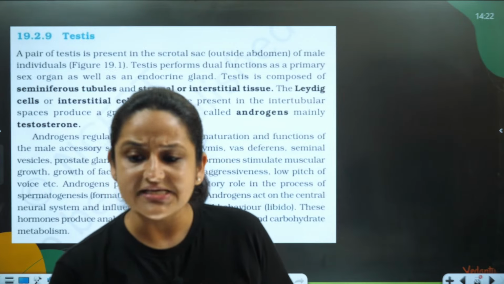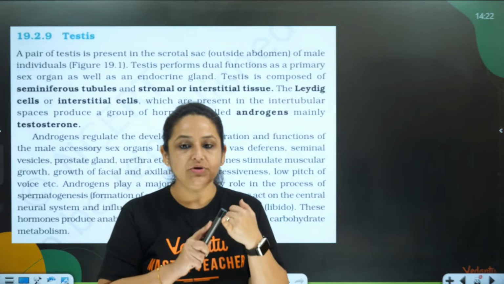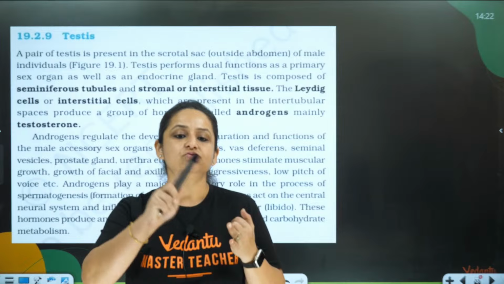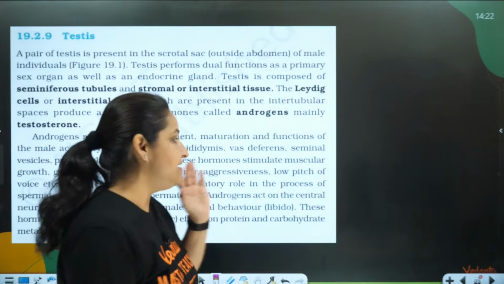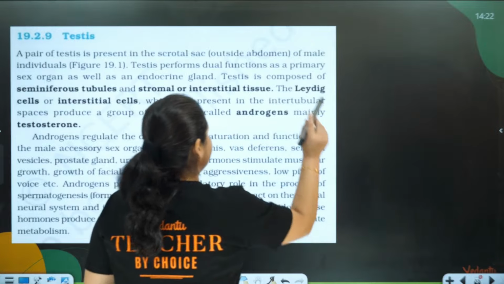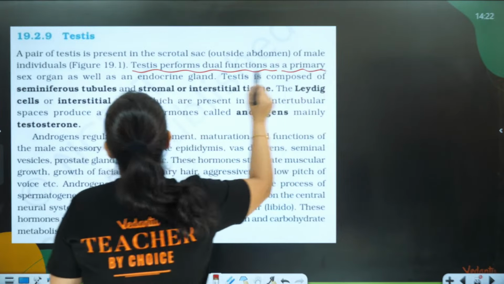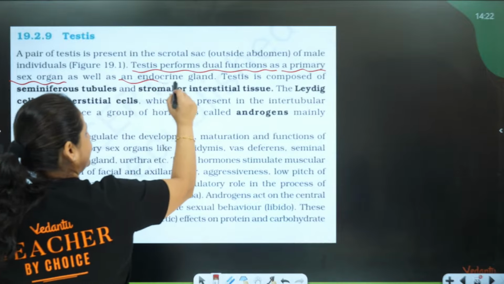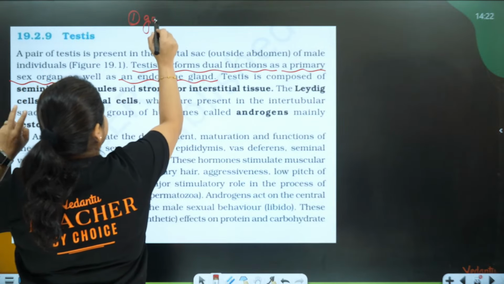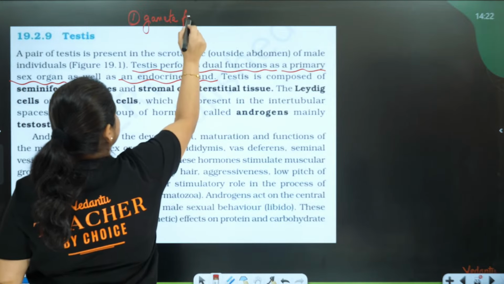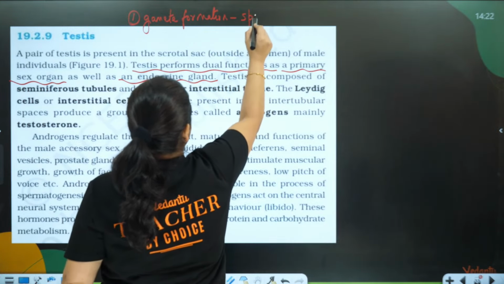Now, if someone asks you what a primary sex organ is: a primary sex organ means an organ which is able to, number one, produce hormones and, number two, produce gametes. Because the testis is able to do both these functions, we call it the primary sex organ. So let's see what NCERT is saying. The testis performs dual functions as a primary sex organ as well as an endocrine gland. It forms gametes, that is sperm. Gamete formation is one job, that is sperm formation.